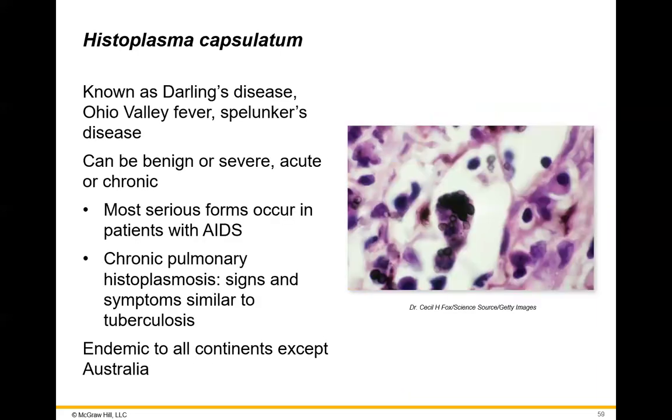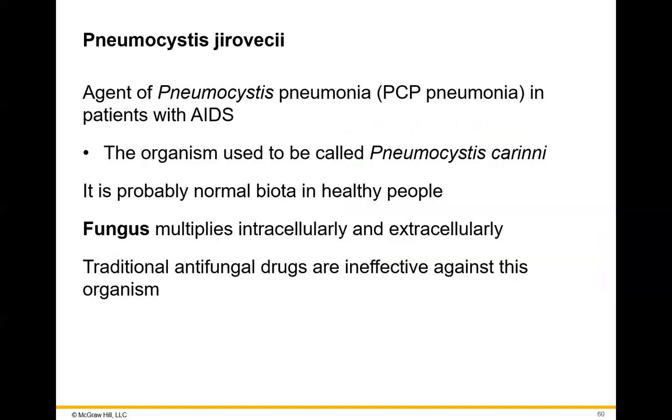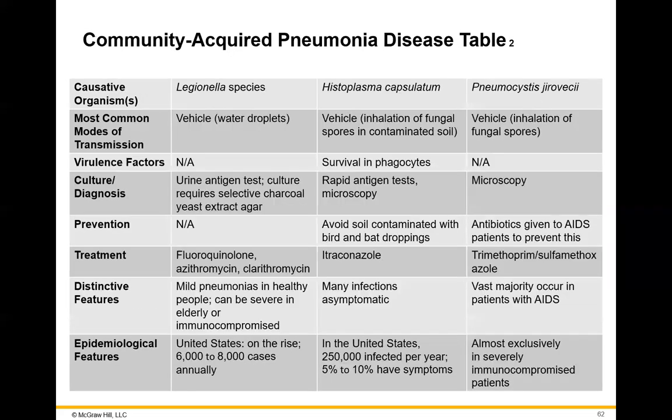The next two are fungal pneumonias, and I'm not going to go into them too much, but what you do need to know is they're fungal and that they are associated with AIDS. That is Histoplasma capsulatum and Pneumocystis jirovecii, especially Pneumocystis, which causes pneumocystis pneumonia. These fungal infections are typically AIDS related.